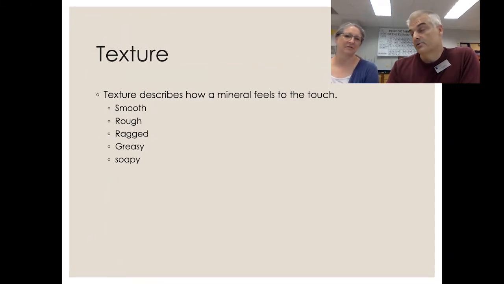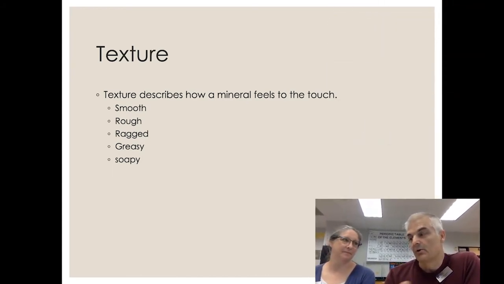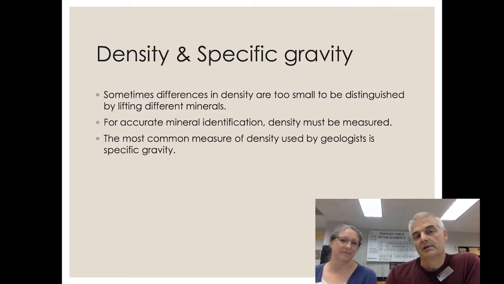Texture. Texture is just kind of how it feels, right? If you pick up a piece of graphite, it feels very smooth and greasy is how they describe it. I would say it's greasy, yeah. And then some are rough, some are ragged, some are soapy. So they have different textures, and you just got to feel it. Because ultimately, guys, we're going to give you a bunch of minerals. You have to figure out which one they are, given a key, but you'll need to know all these different properties to determine which one is which.